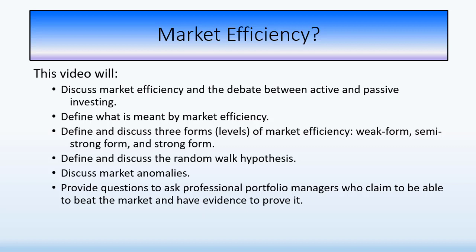form. We'll define and discuss the random walk hypothesis and compare it to these three forms. We'll discuss market anomalies, and finally, we'll provide questions to ask professional portfolio managers who claim to be able to beat the market and have evidence to prove it. This is a fascinating chapter. It requires almost no math, but the material is extremely deep. It's a fascinating topic.